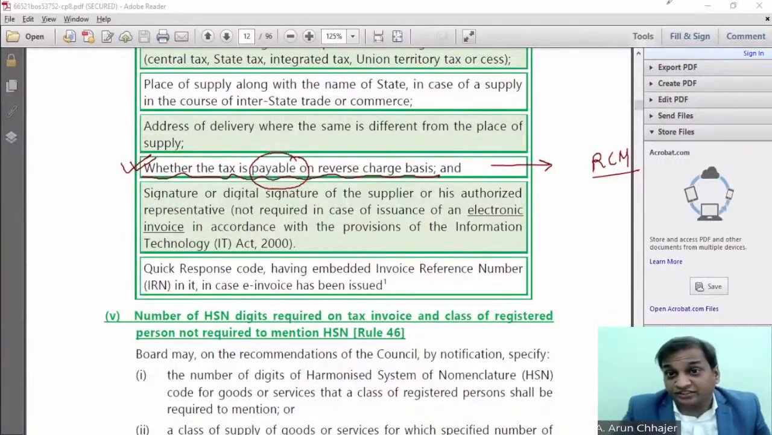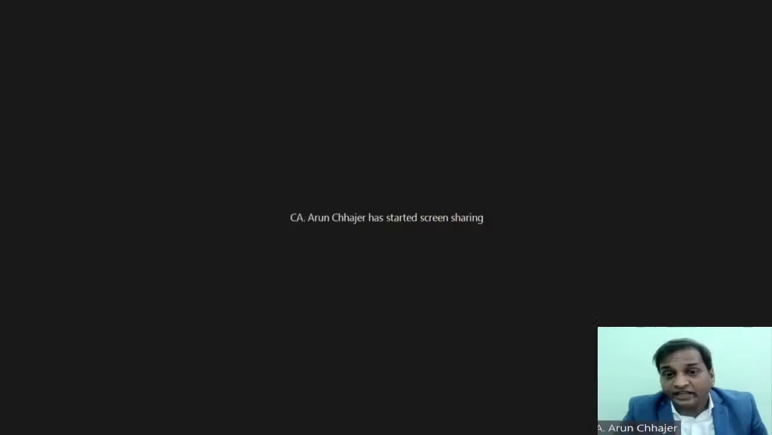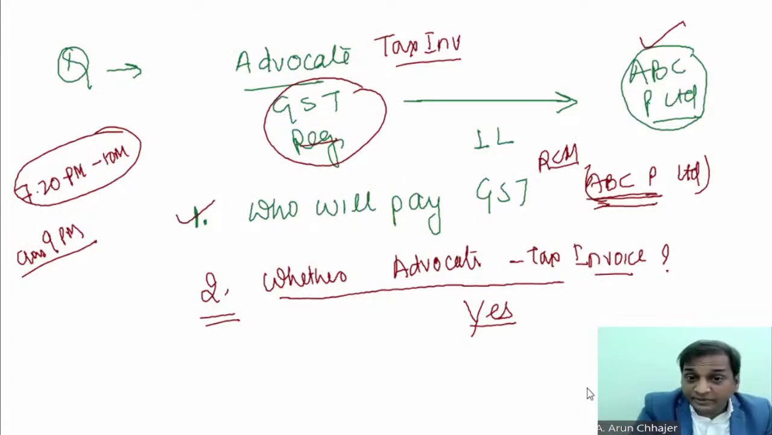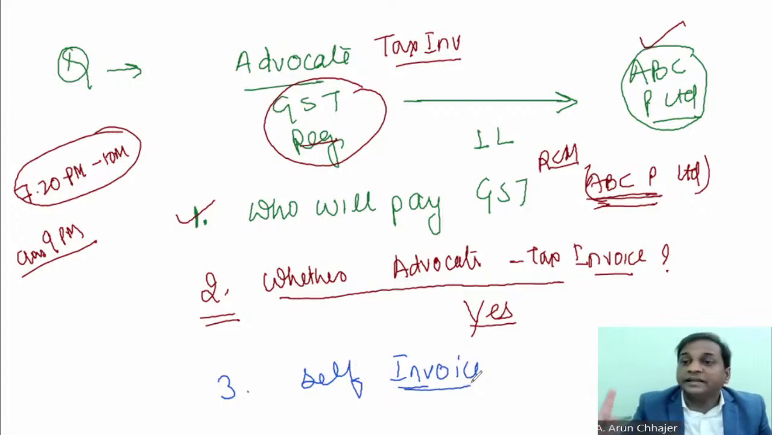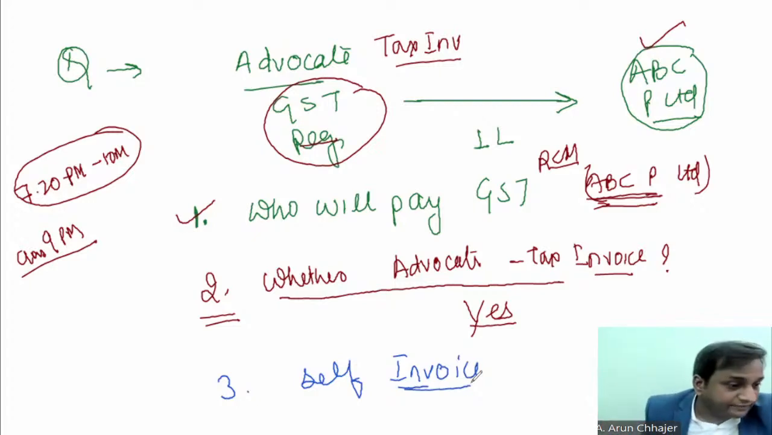Now the third question, whether ABC Limited will issue the self invoice. I hope you are not aware about the self invoice. If you are not having any idea, please confirm that you are not having any idea.